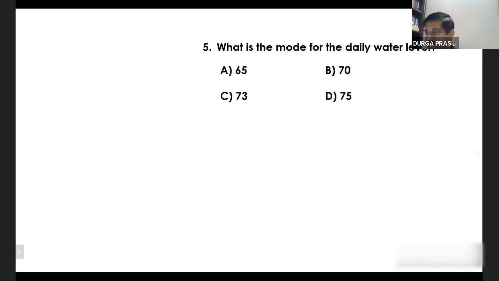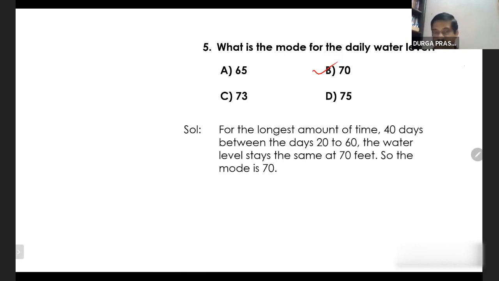So if you look at that, you have option B, which has 70. So the most available water level is 70. So I can call the most repeated, 70 feet. So option B satisfies. So let's go to the next question.